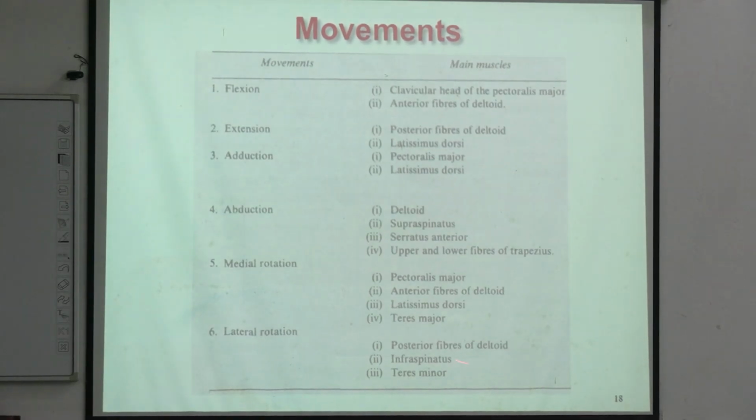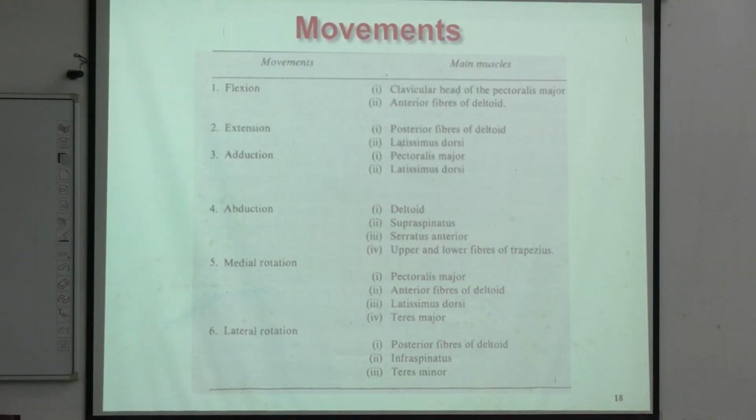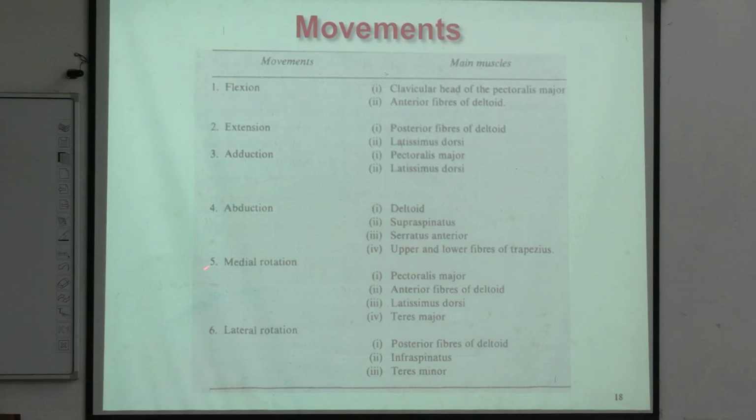These are the two muscles, infraspinatus and teres minor, which make the lateral rotations, moving the arm sideways. So these are the four movements which demand muscle action: flexion, extension, medial rotation and lateral rotation, and you can place the deltoid in every one of them.